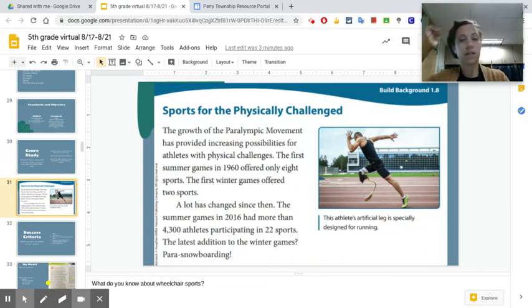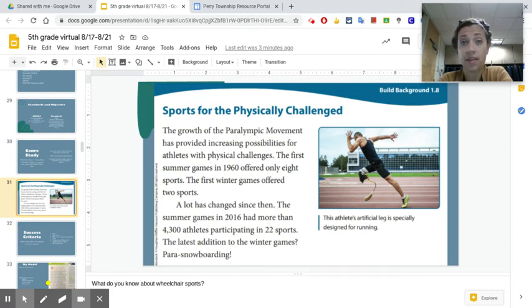So if you look here, it's called Sports for the Physically Challenged. The growth of the Paralympic movement has provided increasing possibilities for athletes with physical challenges. The first Summer Games in 1960 offered only 8 sports. The first Winter Games offered 2 sports. A lot has changed since then. The Summer Games in 2016 had more than 4,300 athletes participating in 22 sports. The latest addition to the Winter Games, para snowboarding. So look at that picture. What do you notice? What do you wonder?